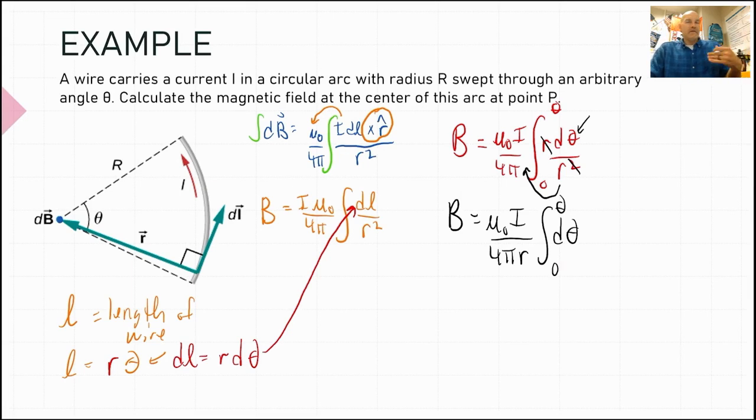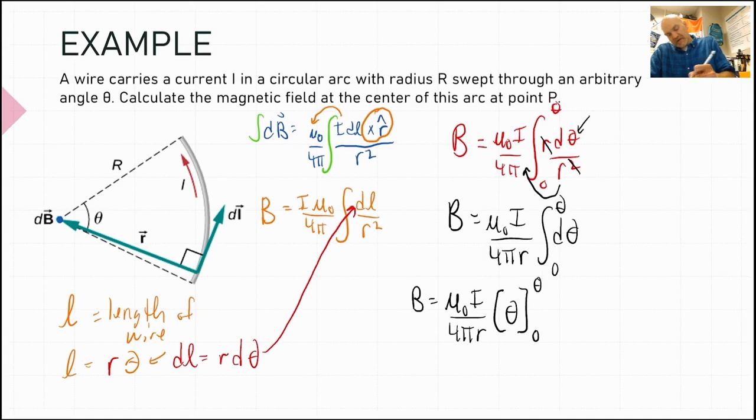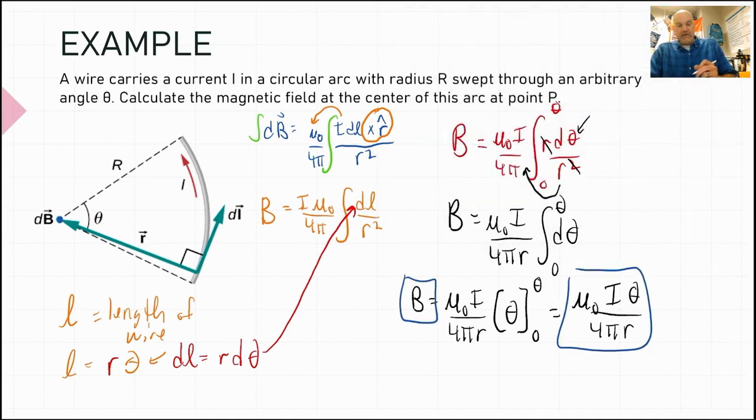Well, there's a 1 in front, so the integral of a constant is just simply our variable of integration. So mu 0 I over 4 pi r times theta evaluated from 0 to theta. Well, that's easy. That just makes it theta. So mu 0 I theta over 4 pi r. So there is the magnetic field at point P.